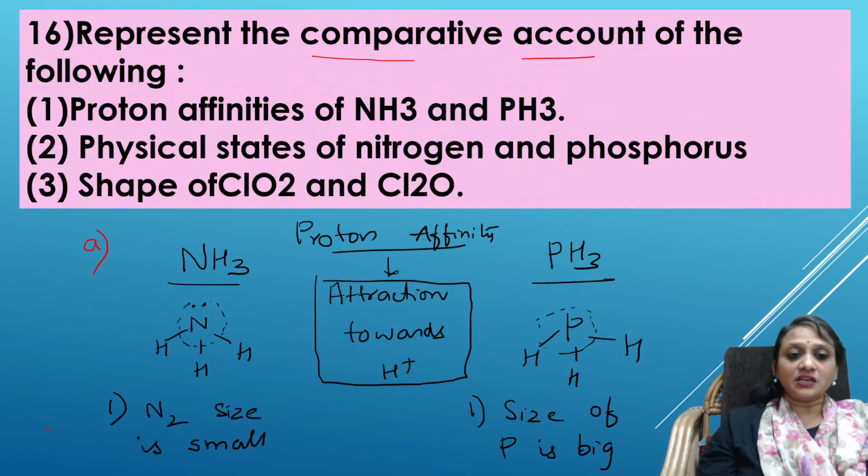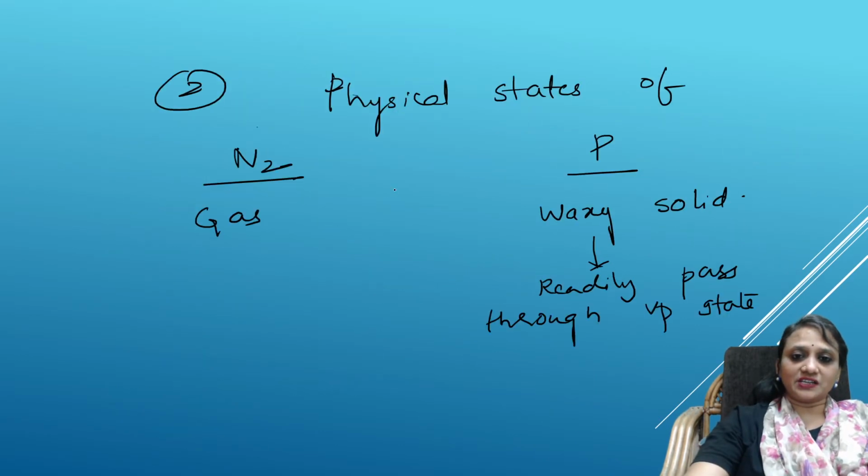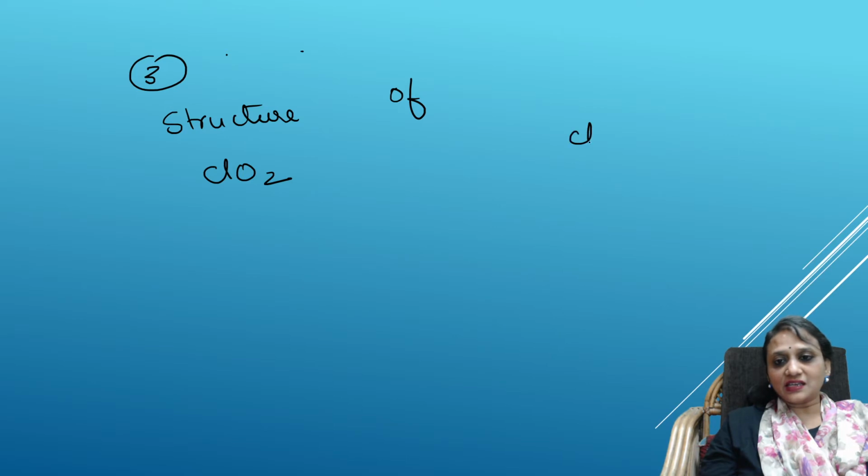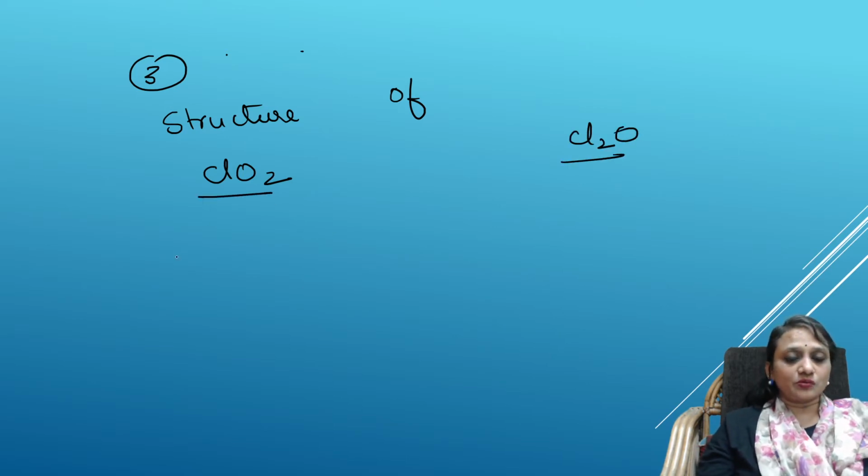Now let us read the third question. What did they give me? The shape of ClO2 and Cl2O. Very nice question. So question part 3. I'm writing the third one. Structure of, because they asked me to compare, no? So structure of first one, ClO2 and Cl2O. Got it, students?